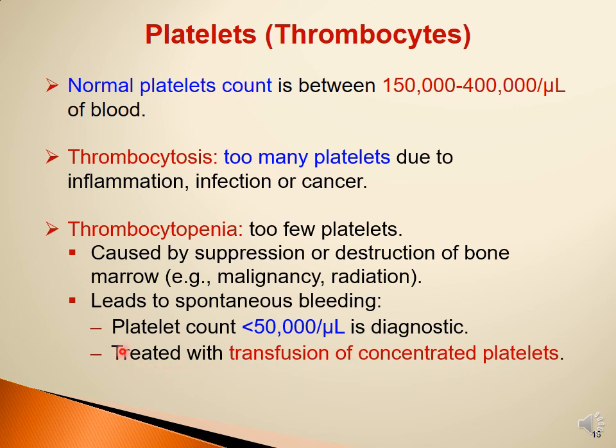And usually thrombocytopenia is treated by giving a transfusion of concentrated platelets. So once blood is donated by a donor, platelets are separated or isolated from the whole unit of blood. They are concentrated and then given to the thrombocytopenia patient.